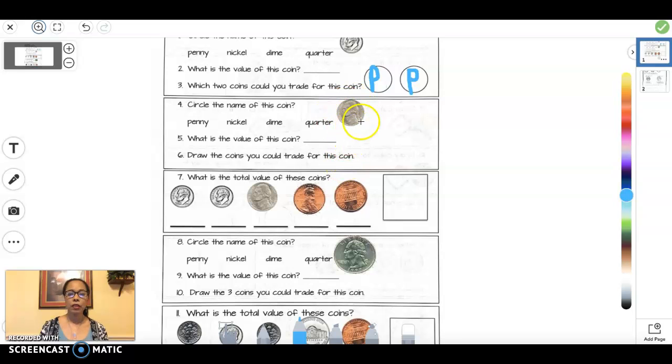So if you think that this coin is a quarter, and I'm making this up, if you think that this coin is worth a quarter, you're going to draw the coins you could trade for a quarter. So maybe you think that you need 3 coins to trade for this coin because you think it's a quarter. Then you are going to label the coins that you just drew. So maybe you think that this coin is a nickel, and this coin is a penny, and this coin is a dime.